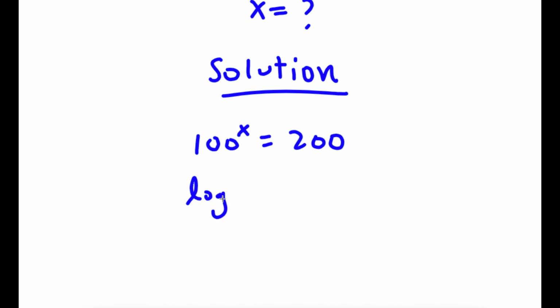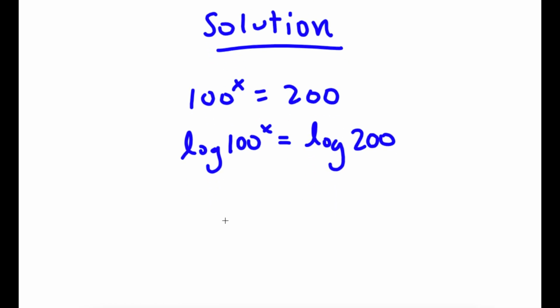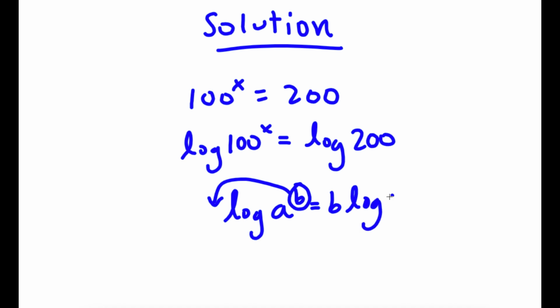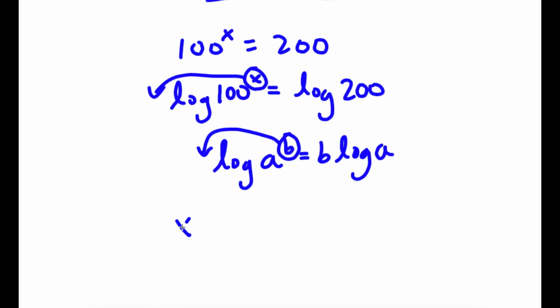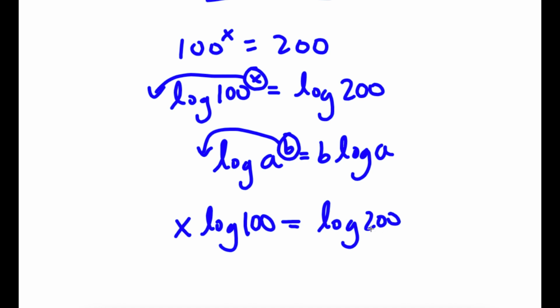So now I have log 100 to the power of x is equal to log 200. Now if I have something in the form log a to the power of b, this is the same thing as I can actually move this exponent b to the front. So this is going to equal b times log a. So in this case, log 100 to the power of x, I can move x to the front. So now I have x times log 100 is equal to log 200.